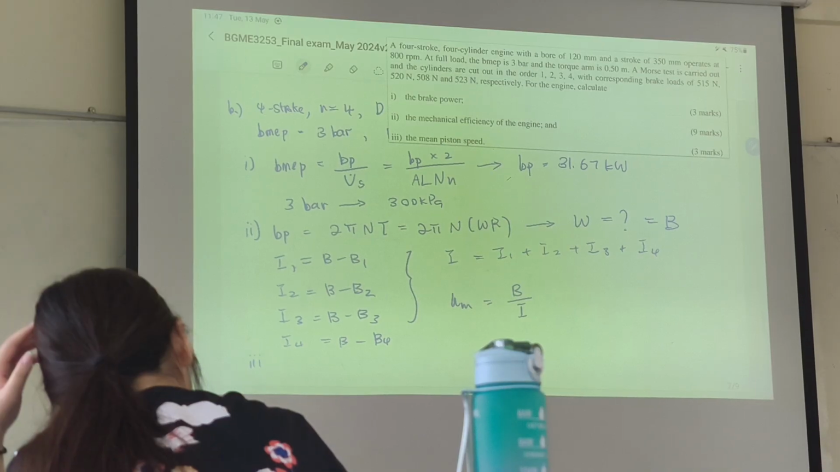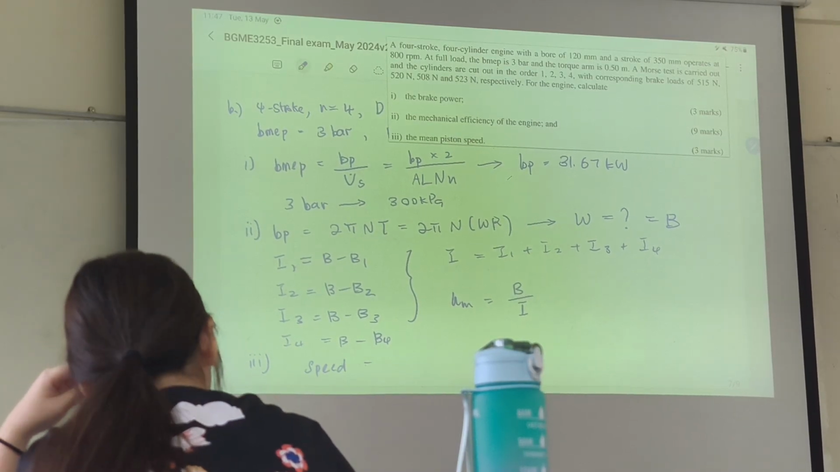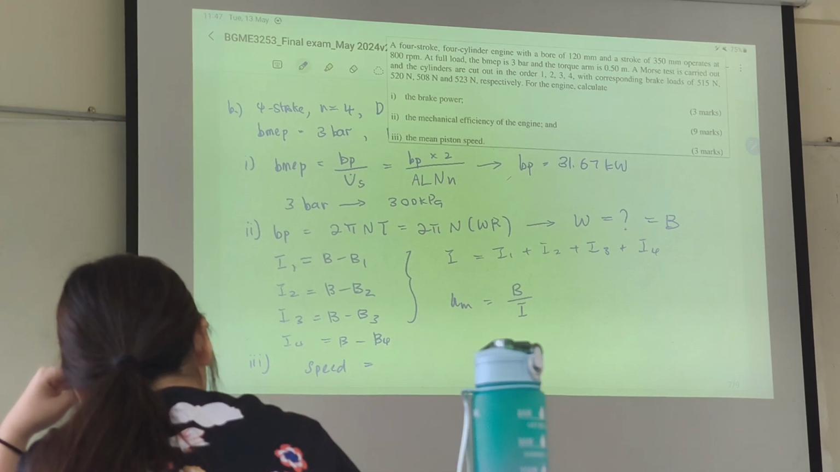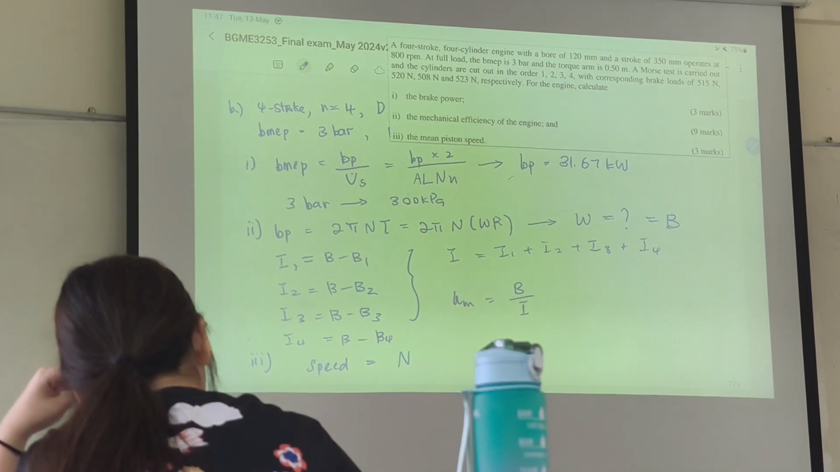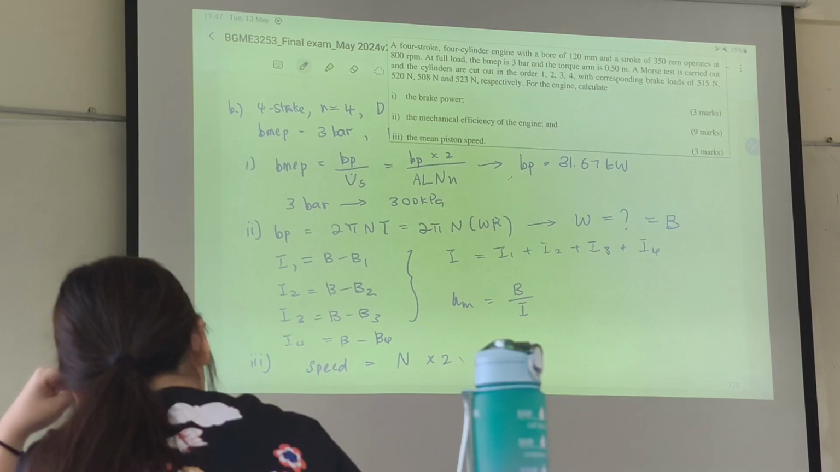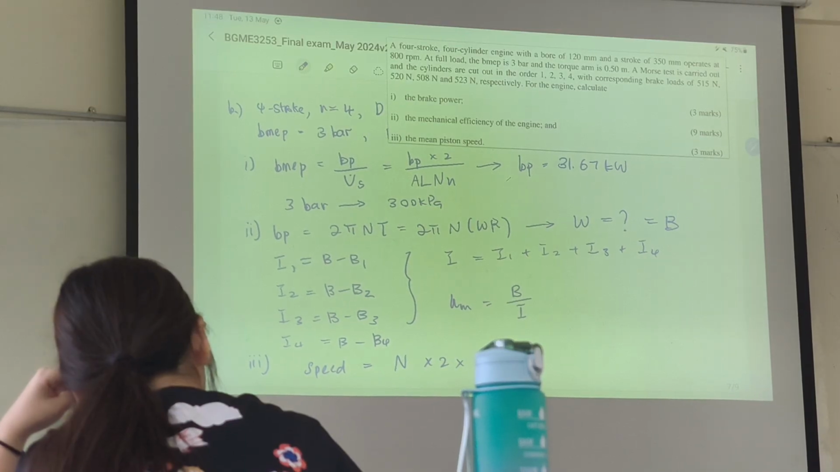The last one, same thing, mean piston speed. This speed is just N in terms of RPS times 2 times L. Those are what I showed you before.